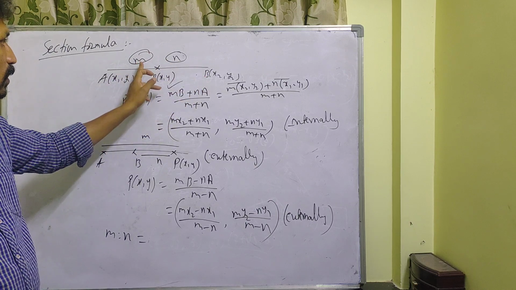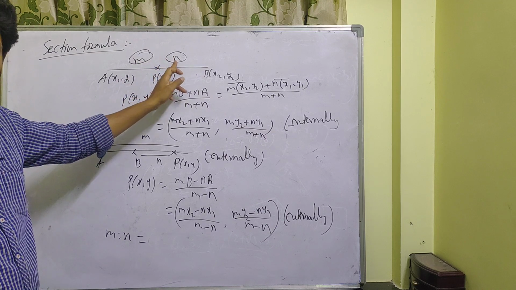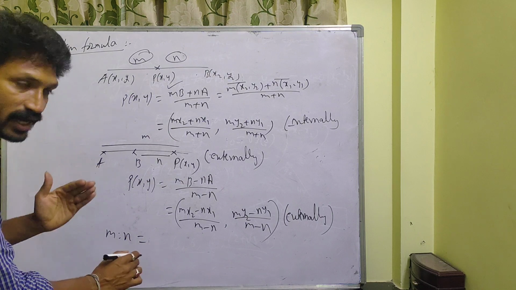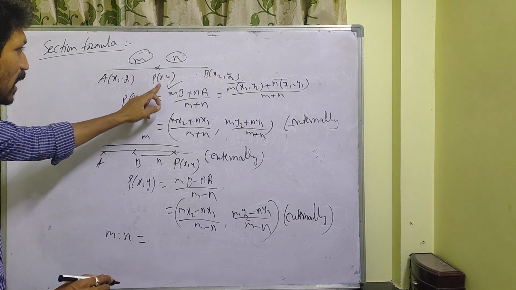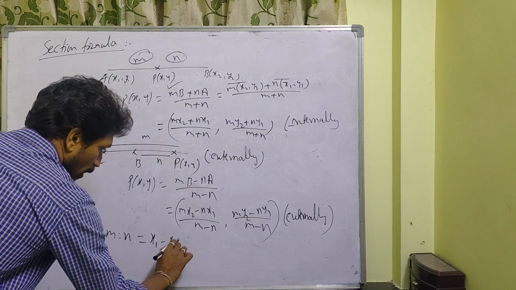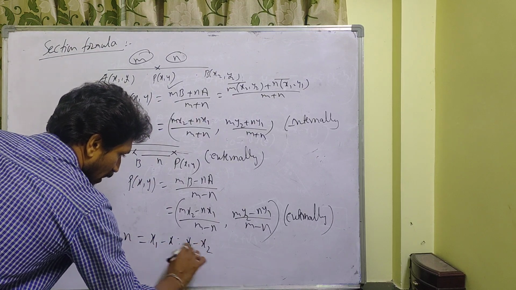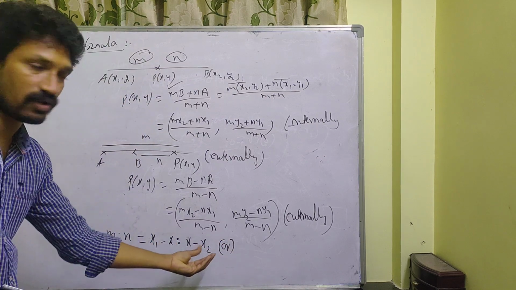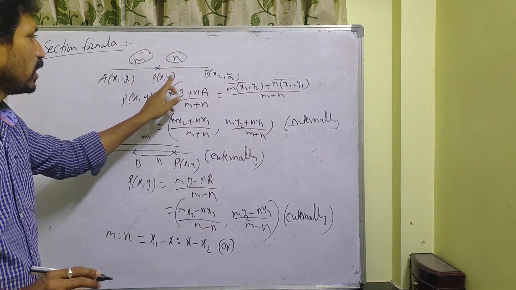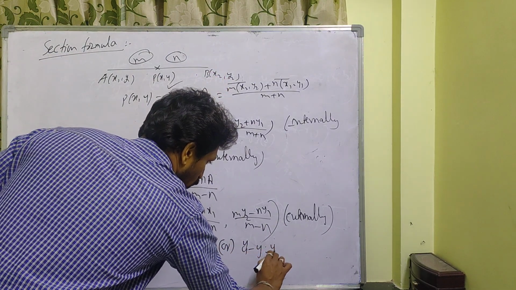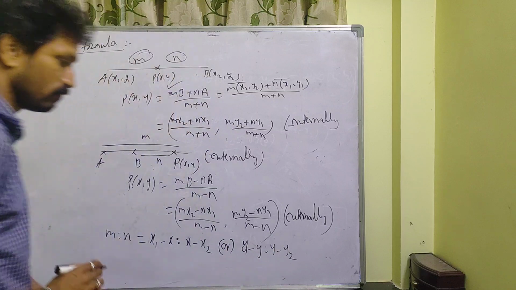is m is to n, that is equal to, what is the formula? One way you can write like this: x1 minus x is to x minus x2. In other words, the same value gives y1 minus y is to y minus y2.